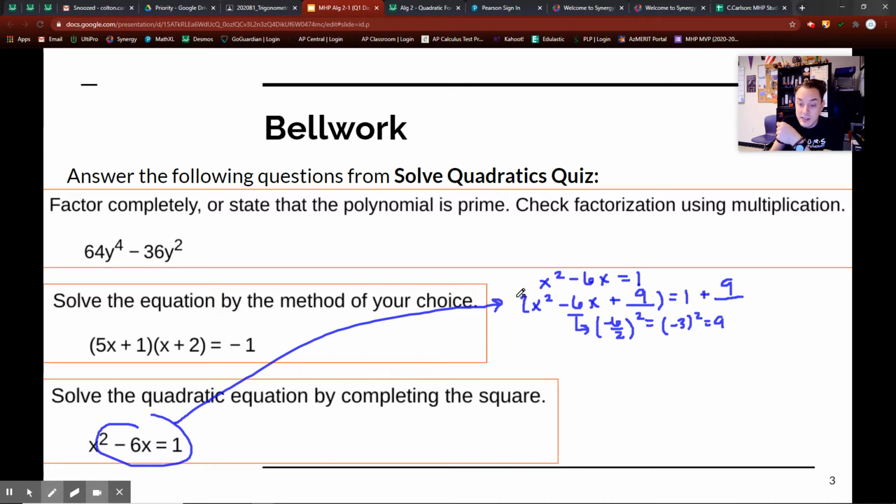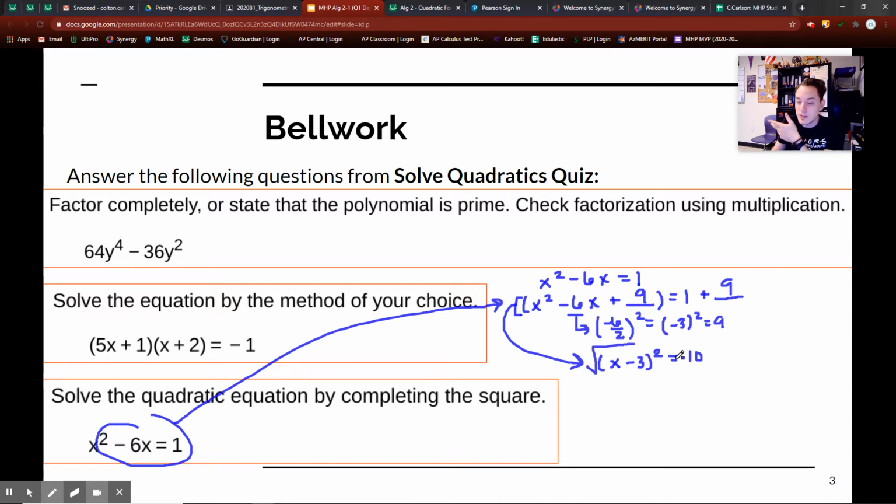Because now this little thing right here in parentheses, I can factor that to be just x minus 3 and then squared. That's what I did. I basically completed that perfect square. This equals 10 on the right side, because 1 plus 9 equals 10.